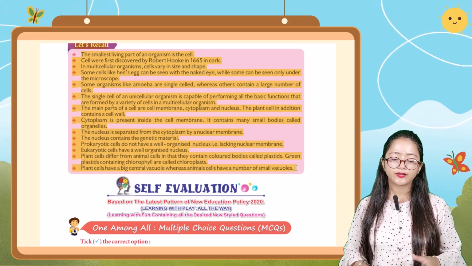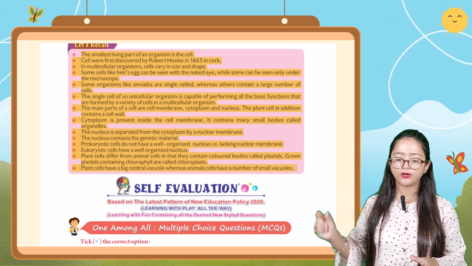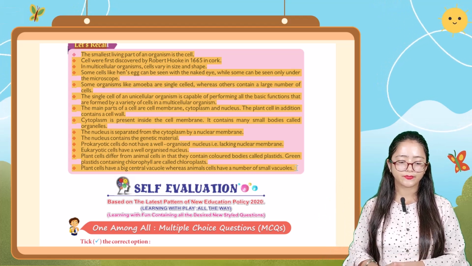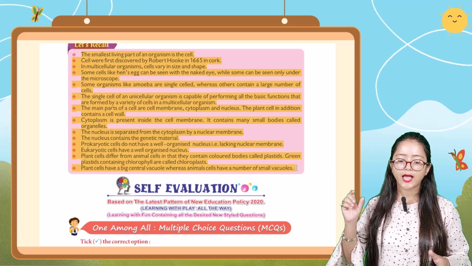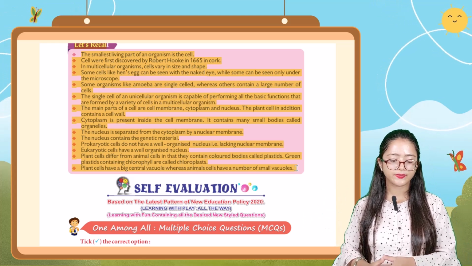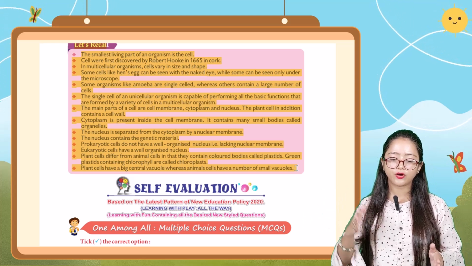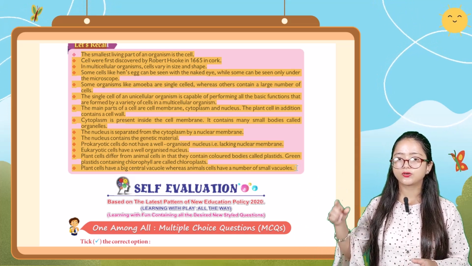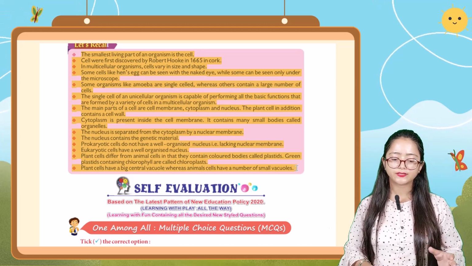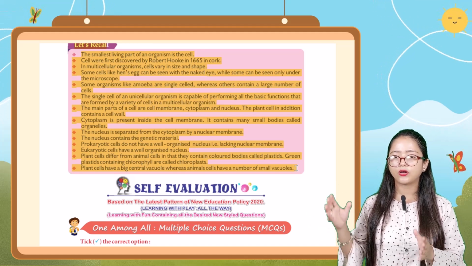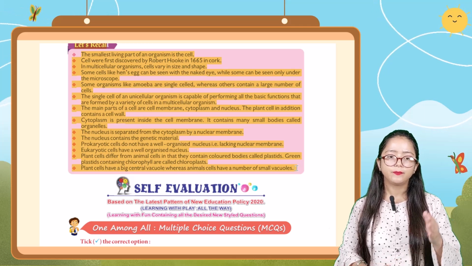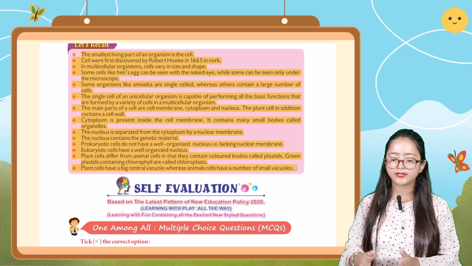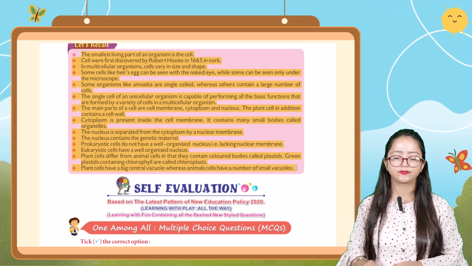Next, prokaryotic cells do not have a well organized nucleus, that is, they lack a nuclear membrane. Eukaryotic cells have a well organized nucleus. Next one, plant cells differ from animal cells in that they contain colored bodies called plastids. Green plastids containing chlorophyll are called chloroplasts. Next one, plant cells have a big central vacuole, whereas animal cells have a number of small vacuoles.